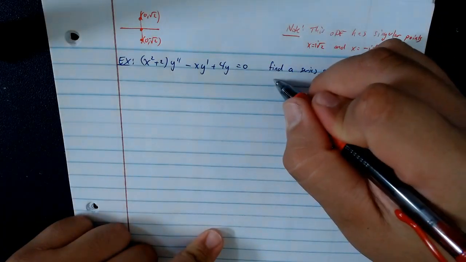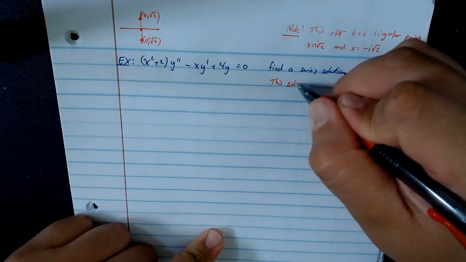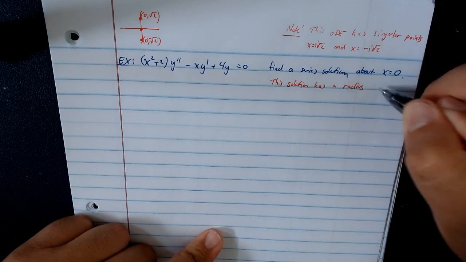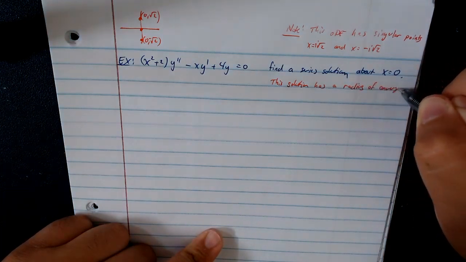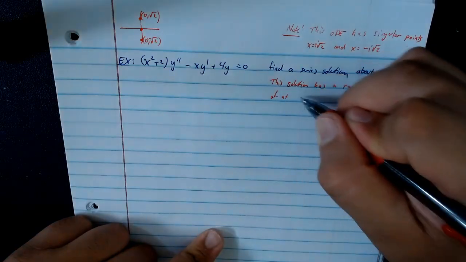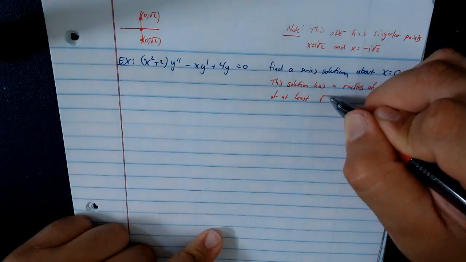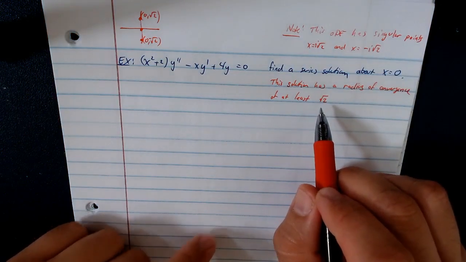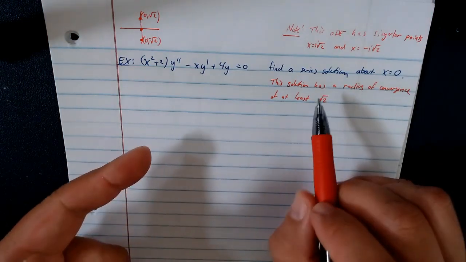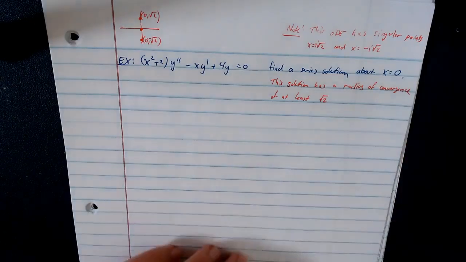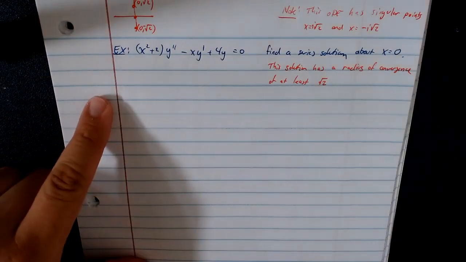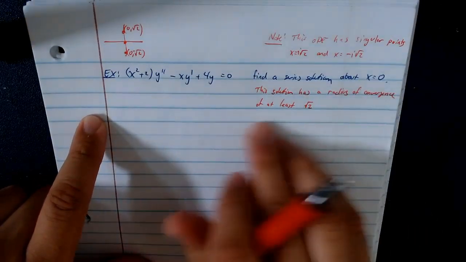So here, this solution has a radius of convergence of at least the square root of 2. It may converge for an interval bigger than that, but at the very least, it will converge within this radius of 0. Okay, so you are guaranteed to have a convergent power series. It's just not guaranteed to converge for all real numbers like the last one was. But with that in mind, we can still build the power series, even though it may be a little more restricted than the last one.